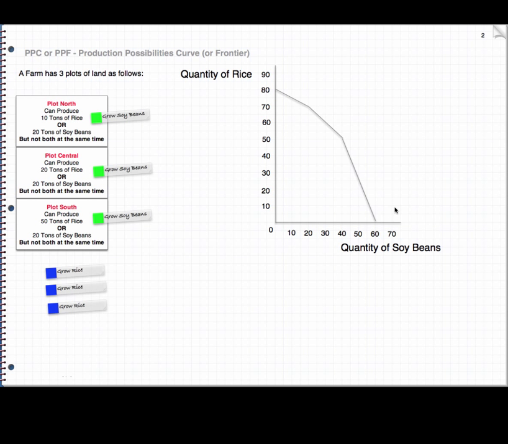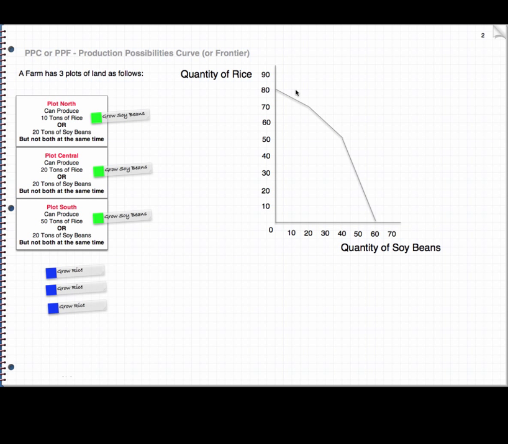So notice what you have is an actual curve. This is curving. Why does it curve? Because each plot of land has a different ability to produce the grains, and so therefore we have this curve. So maybe the south plot has more water in it than the north plot. And so what you'll notice is as the farmer decides to grow more soybeans, they give up the least amount of rice first, and that's called the opportunity cost.